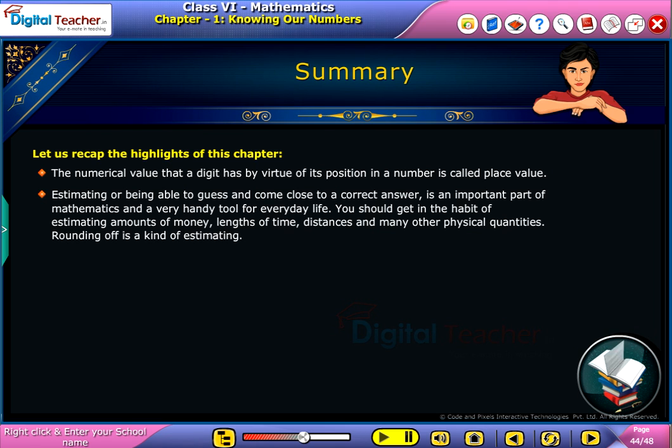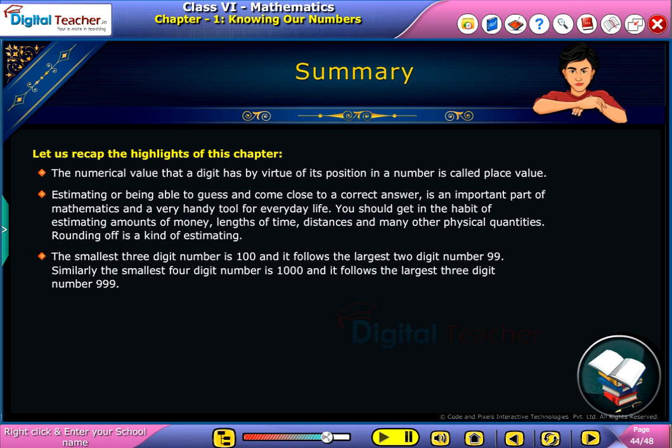Estimating or being able to guess and come close to a correct answer is an important part of mathematics and a very handy tool for everyday life. You should get in the habit of estimating amounts of money, lengths of time, distances, and many other physical quantities. Rounding off is a kind of estimating.